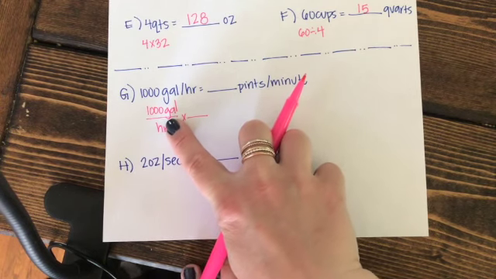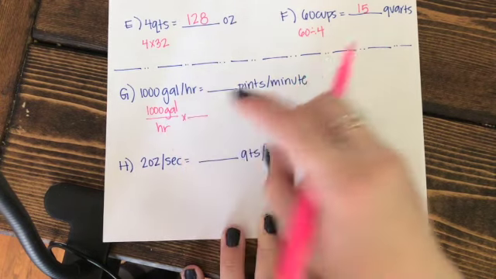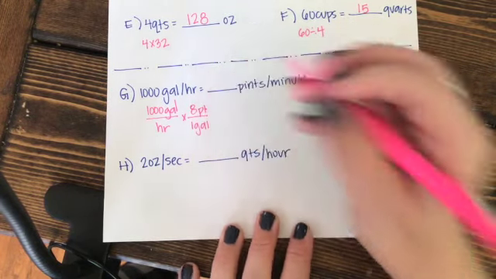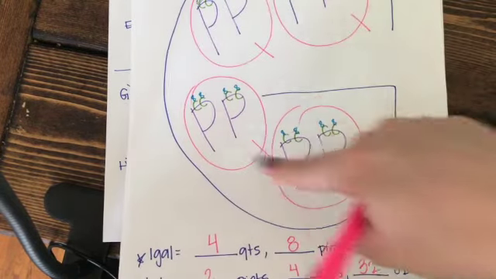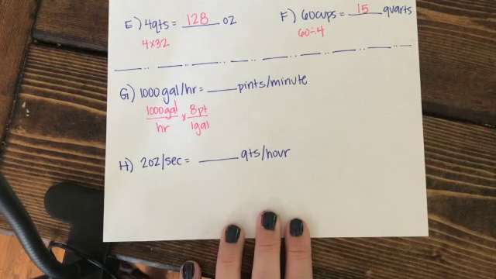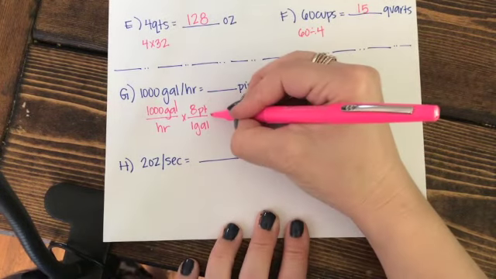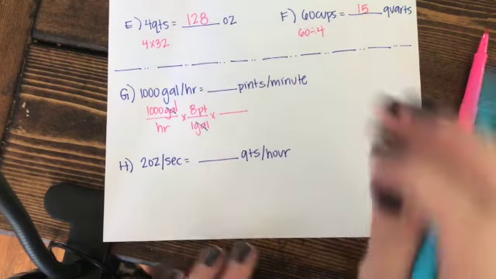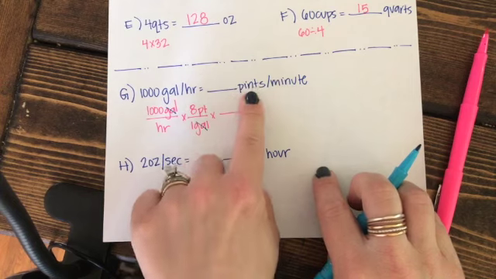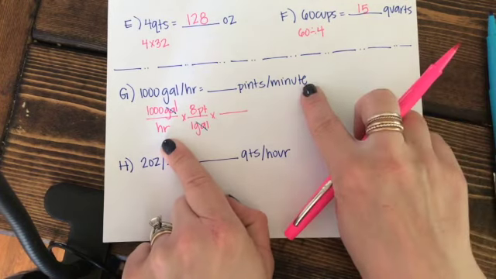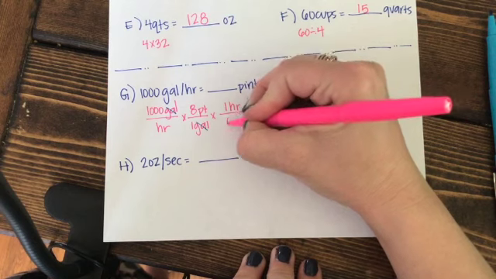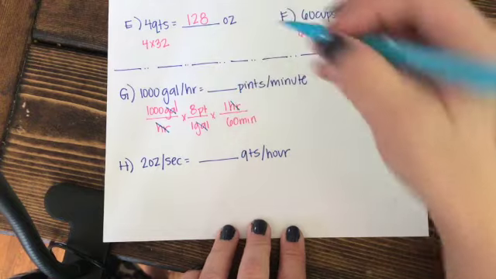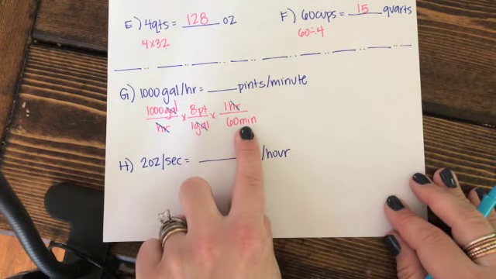So is there something that I know that relates gallons to pints? Yes, 1 gallon has 8 pints in it, right? If you look over here, king gallon has 2, 4, 6, 8 pints. And so now, if I'm going to cross things out, gallons and gallons cancel. So I have pints on the top, which is what I want, but now I have to take hours and make it into minutes. So 1 hour is 60 minutes. Hours and hours cancel, so I'm left with pints on the top, minutes on the bottom.